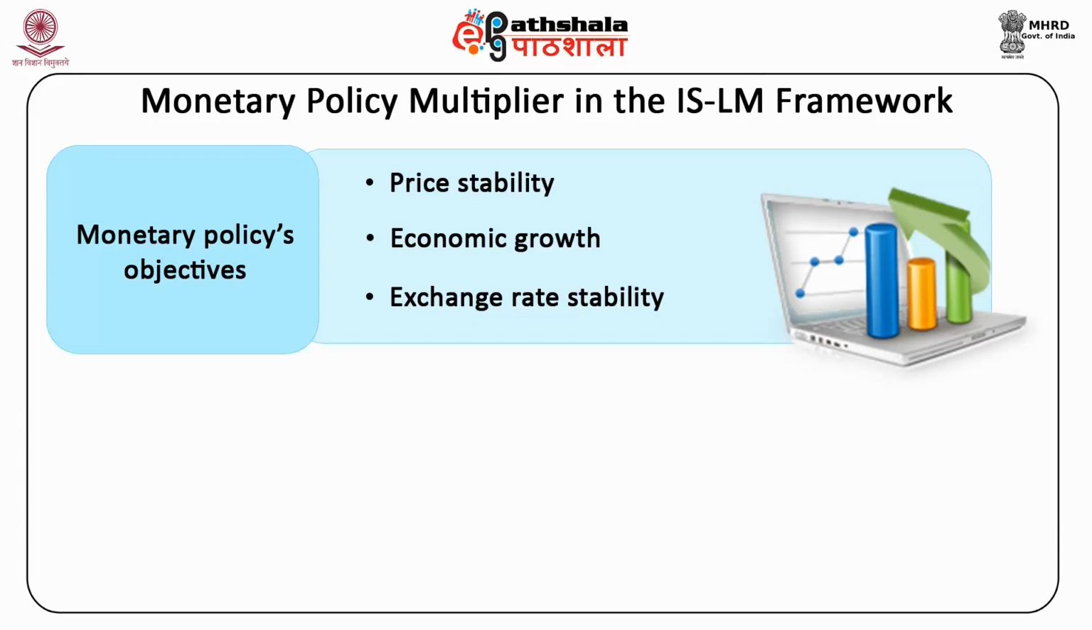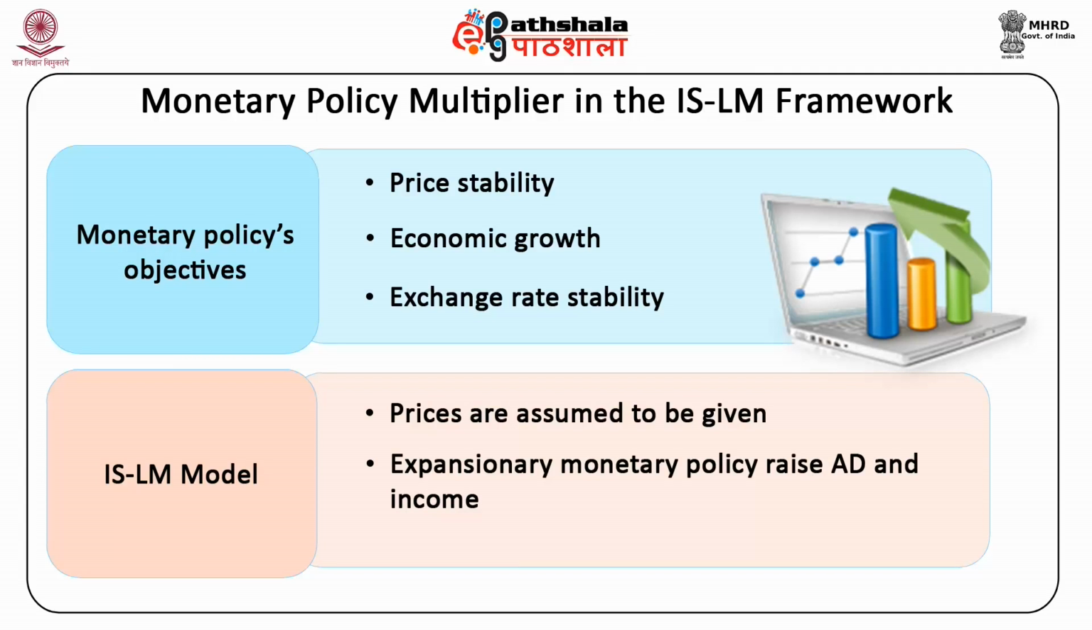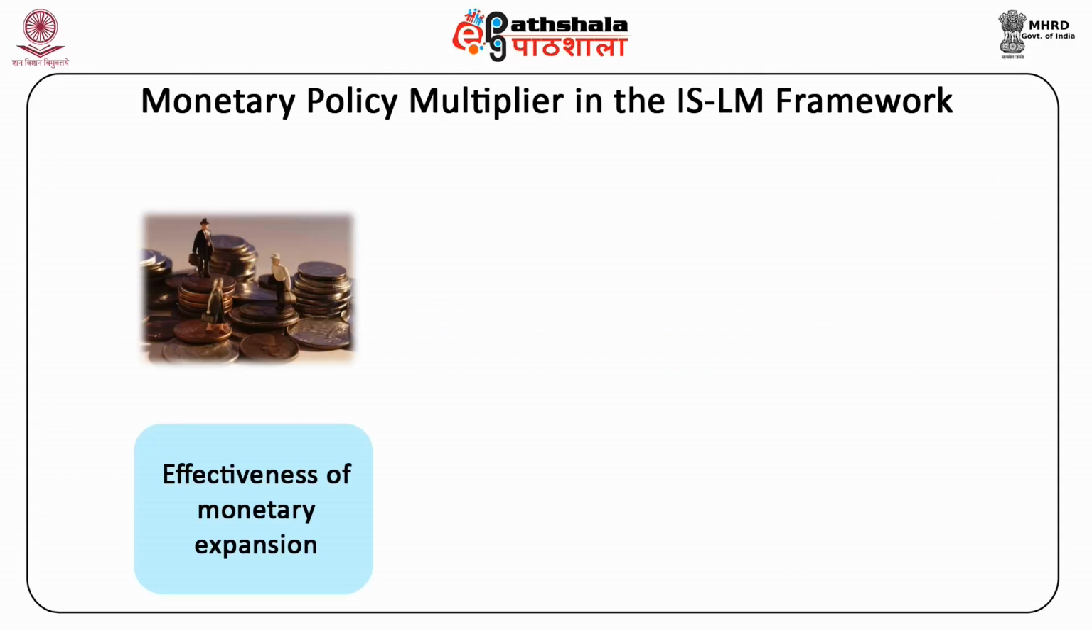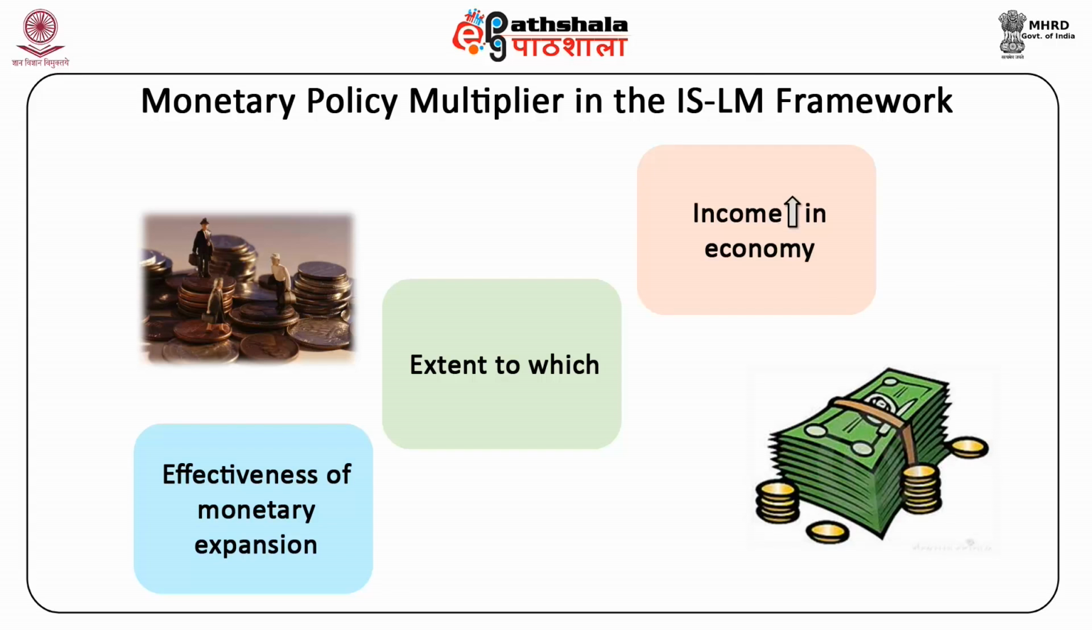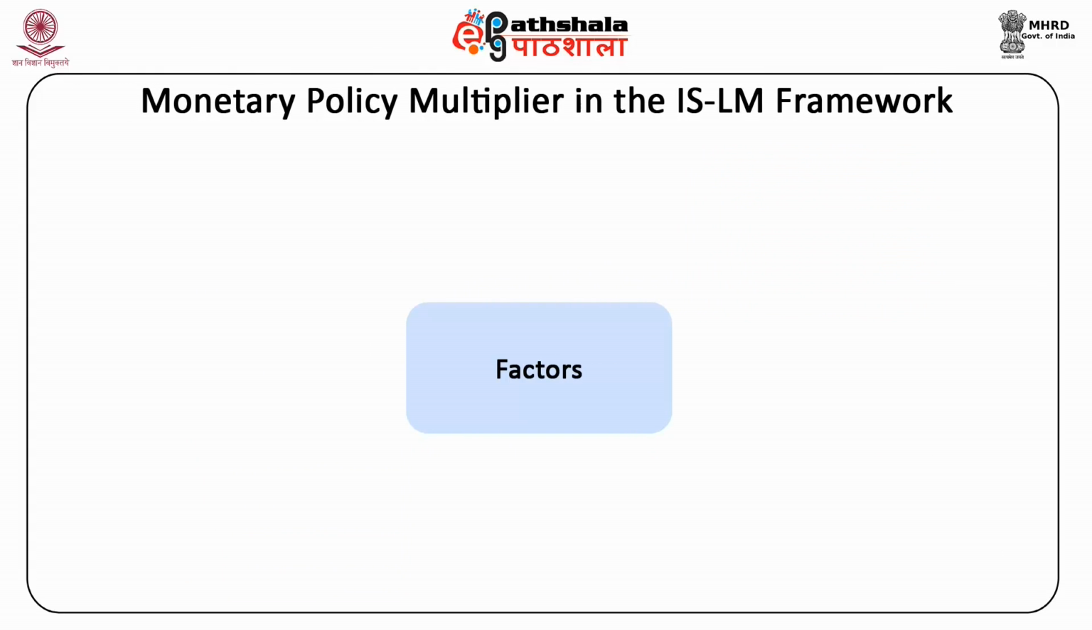The monetary policy has various objectives such as establishing price stability, maintaining economic growth, exchange rate stability, etc. In the ISLM model, as the prices are assumed to be given, the expansionary monetary policy seeks to raise the aggregate demand and income. The effectiveness of monetary expansion is measured by the extent to which income rises in the economy. There are many factors which determine the effectiveness of the monetary policy to expand the level of income and output in the economy. Let us see the effects of expansionary monetary policy in the following situations.